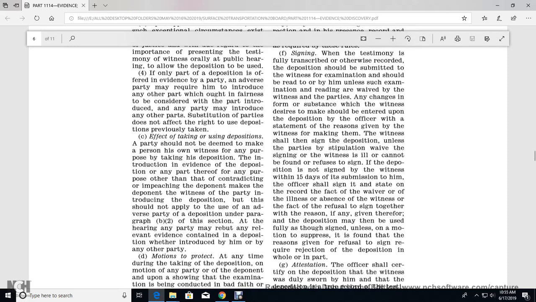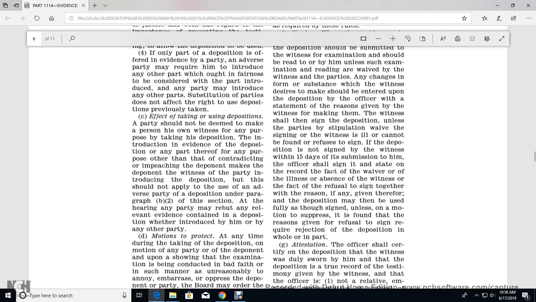The taking and use of a deposition should not make a person one's own witness for any purpose. The introduction of a deposition or any part thereof for any purpose other than contradiction or impeachment of the deponent makes the deponent the witness of the party introducing the deposition, but this should not apply to the use by an adverse party of a deposition under paragraph B2 of this section. At the hearing, any party may rebut any relevant evidence contained in a deposition, whether introduced by him or by another party.